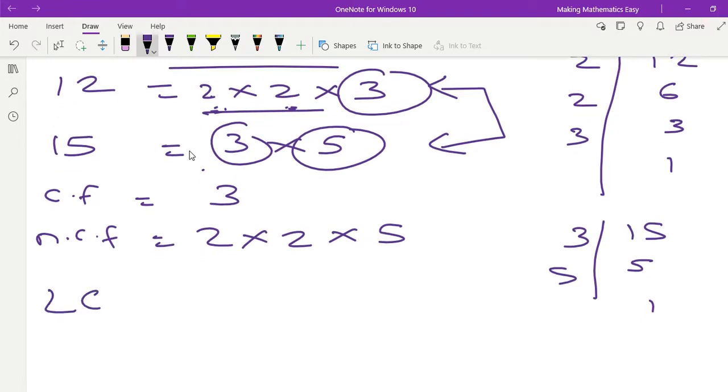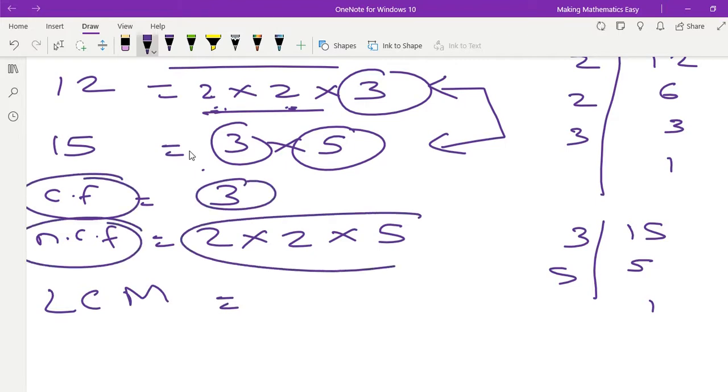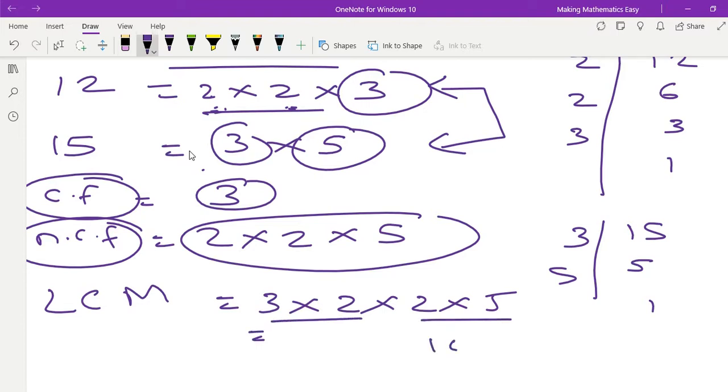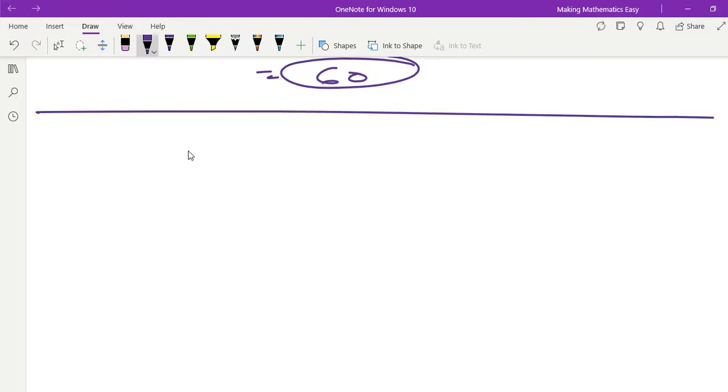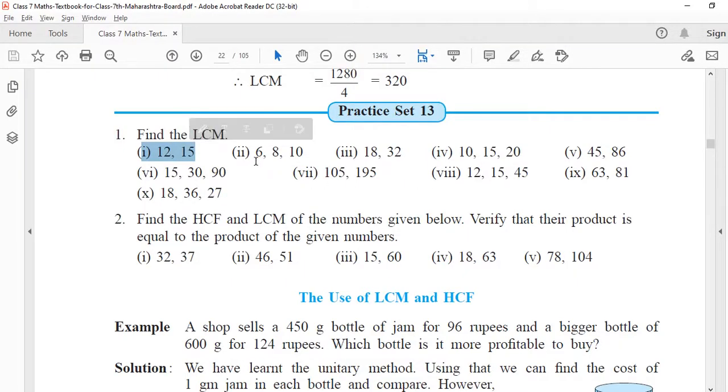Now your LCM will be the common factor into the non-common factors, so you have to multiply all these four numbers. So that is 3 into 2 into 2 into 5. So this is 10, 2 5s are 10 and 3 2s are 6. So this is 60. So the LCM of 12 and 15 is 60. Okay, let's move on to sum number 2, which is 6, 8 and 10.